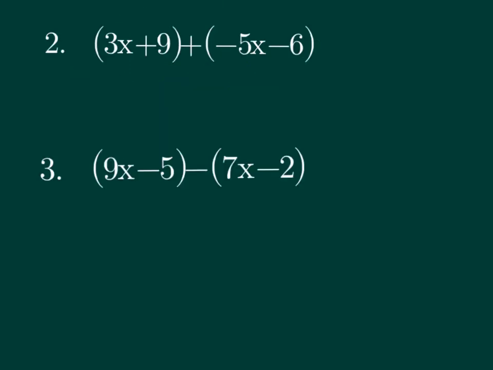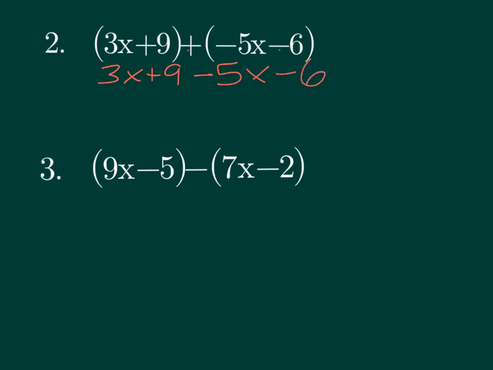Here are our second and third examples. It's kind of doing the same thing here. Now, do we need the parentheses for an addition problem on number 2? Do I have to have parentheses here and parentheses there? No, I don't have to. So I'm just going to rewrite our problem as 3x plus 9, and then we're going to do plus a negative 5x. If you're thinking plus a negative, that's still minus. And plus a negative 6, that's still minus 6.